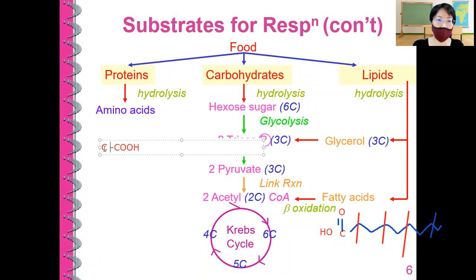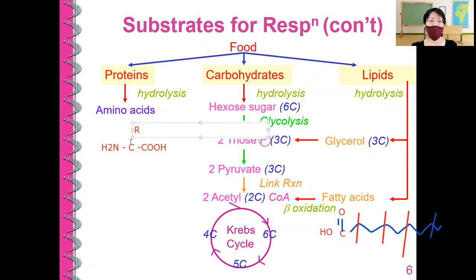H2N dash, correct? And then you have the central carbon, with the R on top and the H at the bottom. So this is your amino acid.